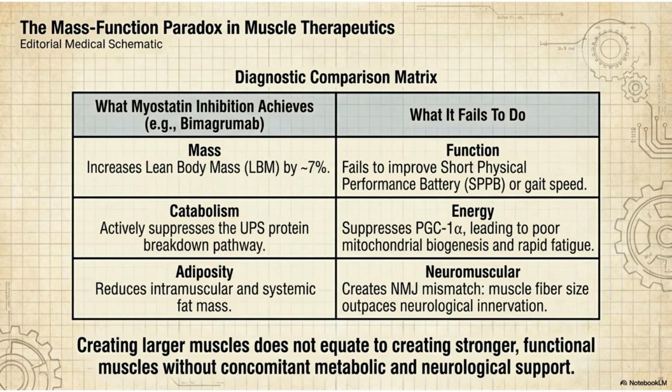The mass function paradox in muscle therapeutics shows that while myostatin inhibition increases lean body mass and reduces fat, it fails to improve function or gait speed. It suppresses PGC1 alpha, leading to poor mitochondrial function and rapid fatigue, creating a neuromuscular mismatch.